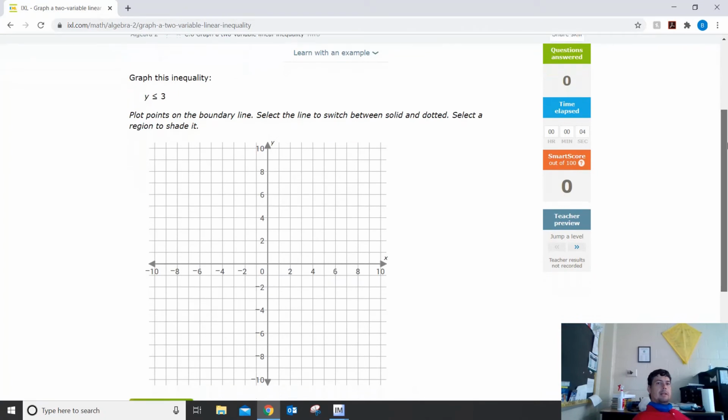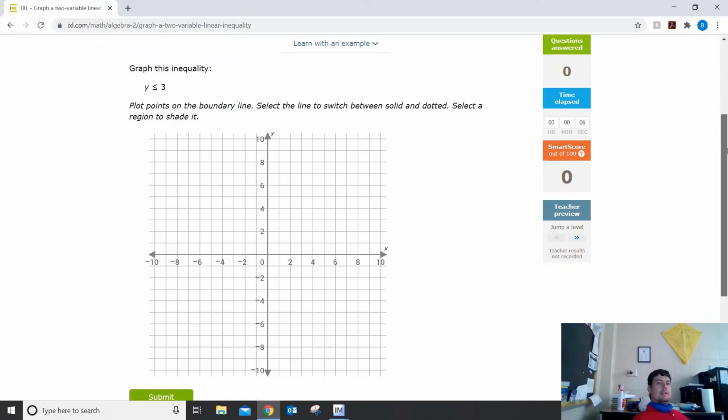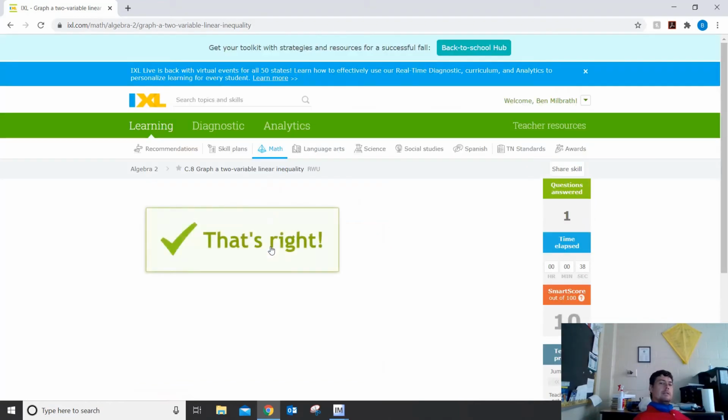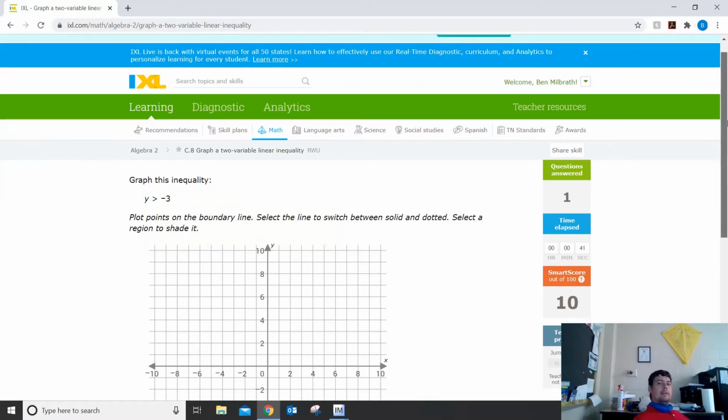Plot points on the boundary line, select the line to switch between solid and dotted, select a region to shade it. So this is y less than or equal to 3. What kind of line is that? Horizontal. I'm going to have to plot 2 points where y is what? 3. It is solid, which is what IXL does by default. Okay. And I want to shade how? Less. Below. Notice I had my little shader up after I plotted the line. You just click the region. And it's done.